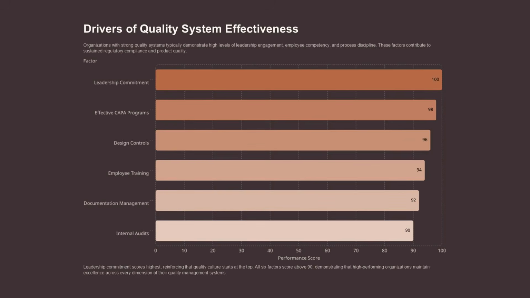Organizations with strong quality systems typically demonstrate high levels of leadership engagement, employee competence, and process discipline. These factors contribute to sustained regulatory compliance and product quality. Leadership commitment scores highest, reinforcing that quality culture starts at the top. All 6 factors score above 90, demonstrating that high-performing organizations maintain excellence across the quality management system.